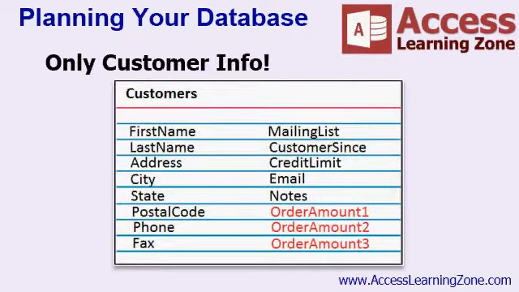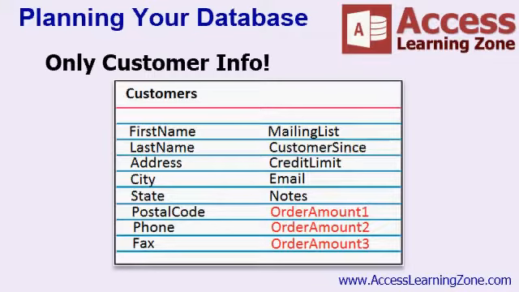Now again, you'll notice that I don't have any information in the customer table about the customer's orders. I've seen some people build databases where they put order information in the customer table. Order amount 1, order amount 2, order amount 3, and so on. Where does it end? How many order amount fields do you need in here? Right now, this customer is limited to only 3 orders, and that's bad database design.